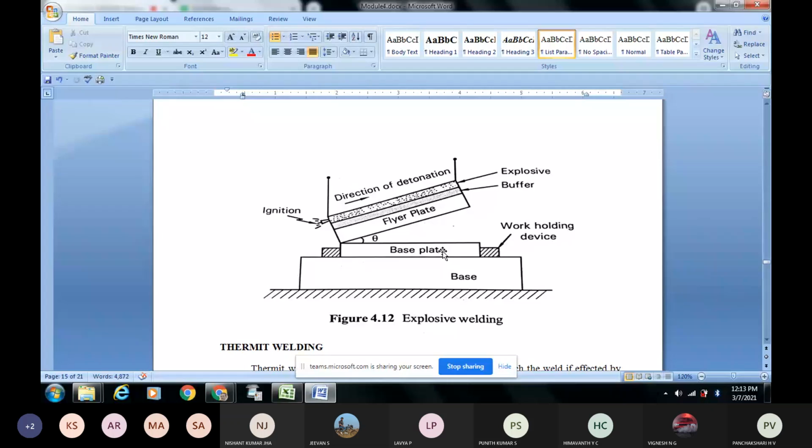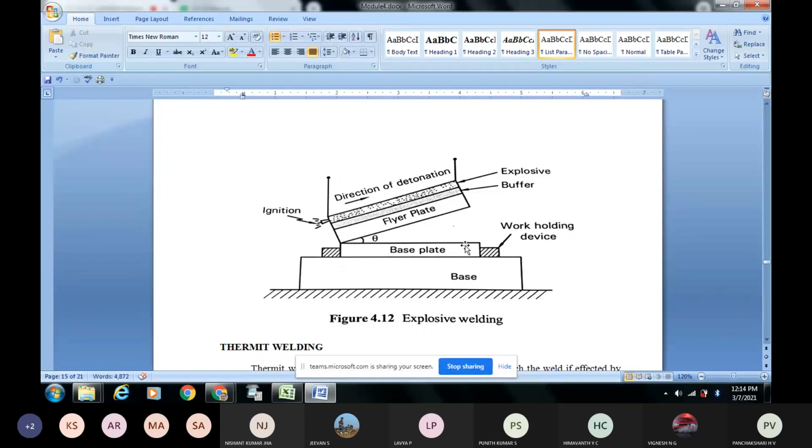Next, a flyer plate is placed at the end. You can see the flyer plate. What is the meaning of flyer plate? This flyer plate is to be bonded to the base plate. This is a thin material.